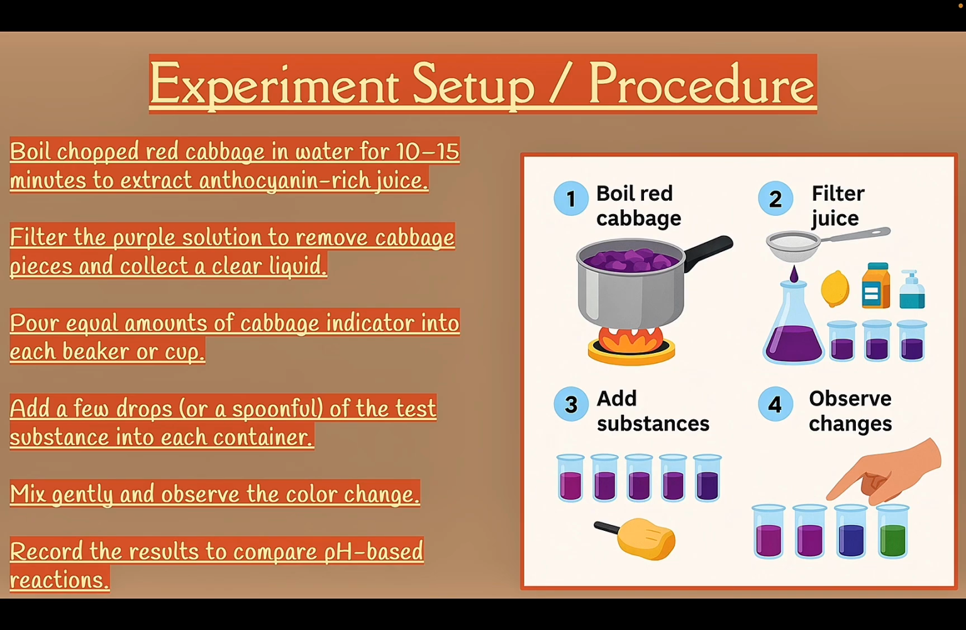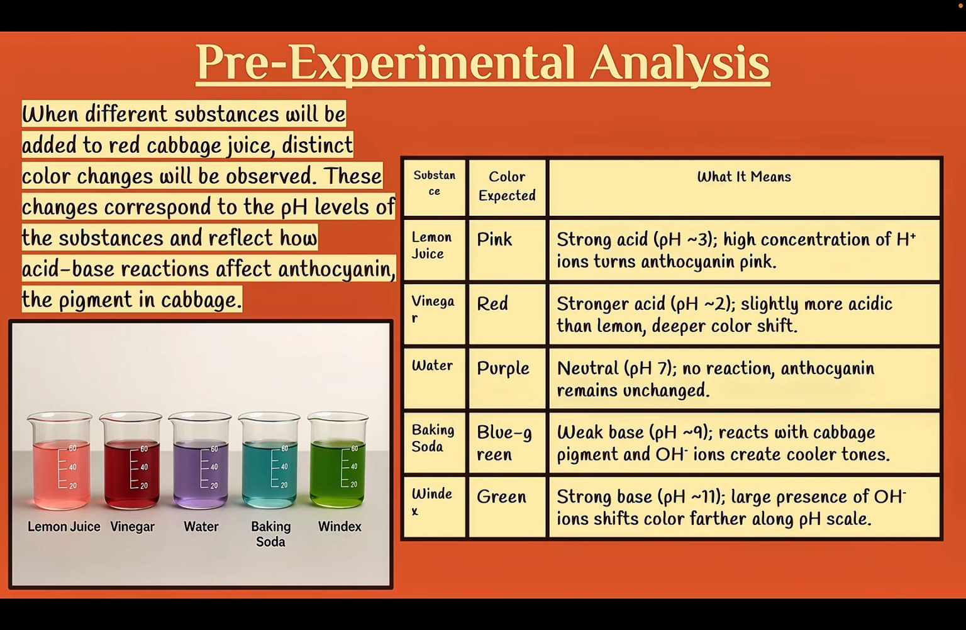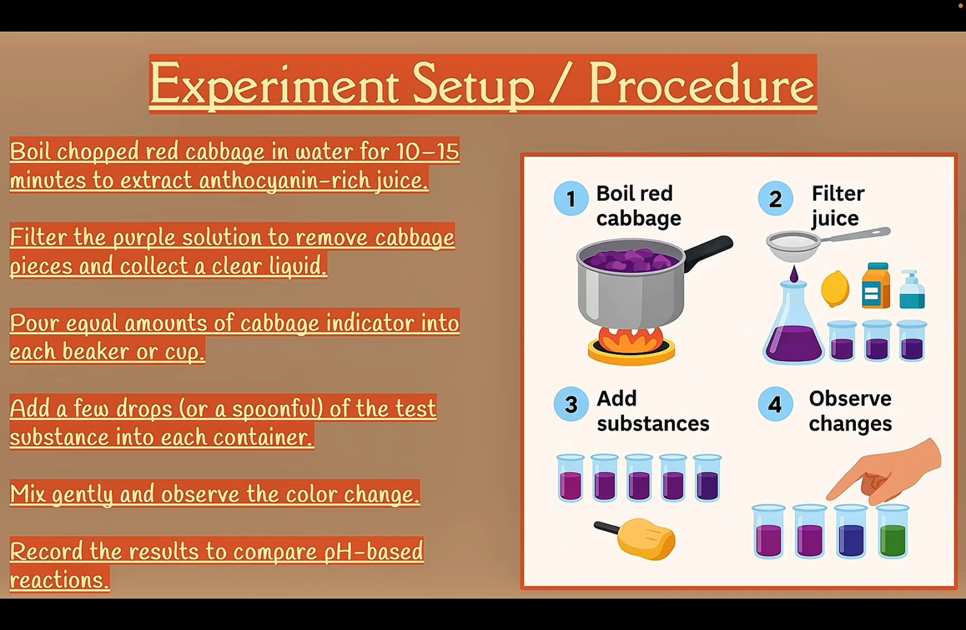So then you can see the acid and base changes. How strong the acid and base are would be indicated by the color. So now you have to record the results to compare pH-based reactions using the color, as I said. And this image right here is an easy example for visual learners.